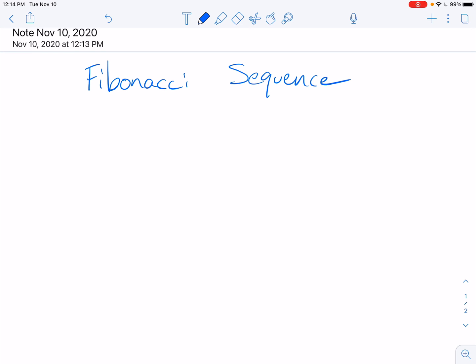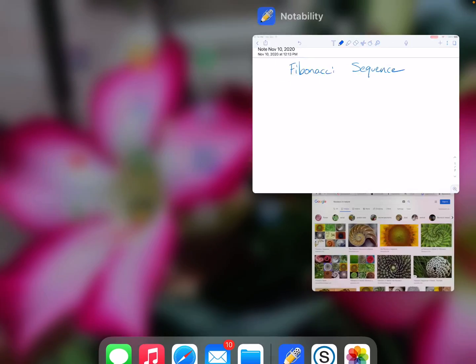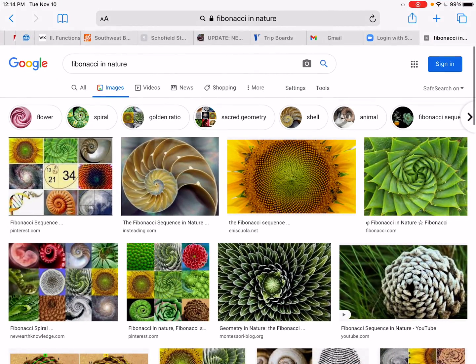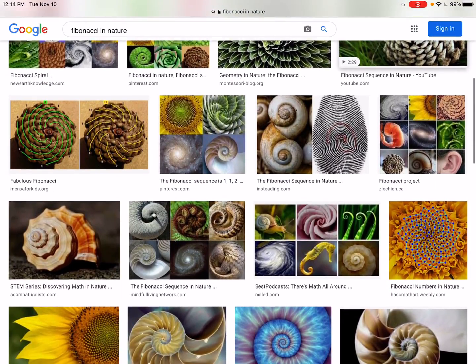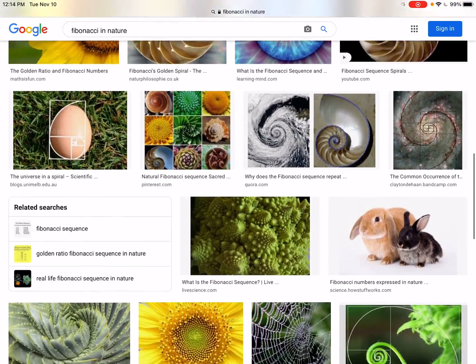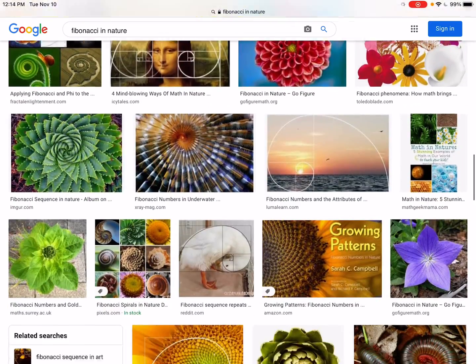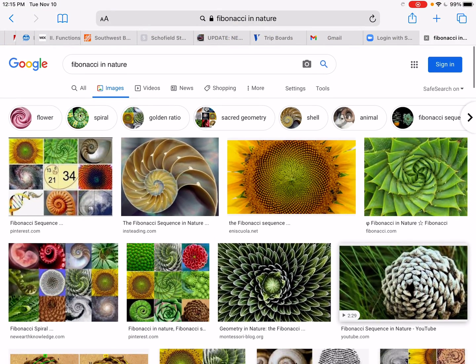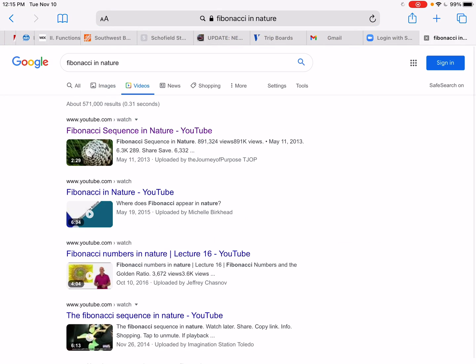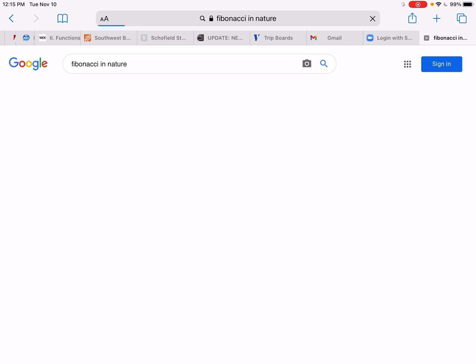Okay, so the Fibonacci sequence, now the cool thing is I just Googled it. I Googled Fibonacci in nature, and here were some of the different images that just came up when I Googled Fibonacci in nature. And then I also noticed when I looked for the videos, there's one here that looks interesting. I haven't watched any of it, but that's a 2.5-minute video that I might try and go watch at some point. We'll see.